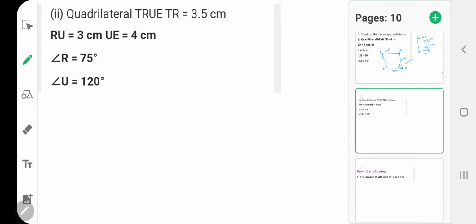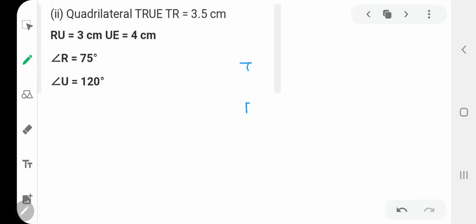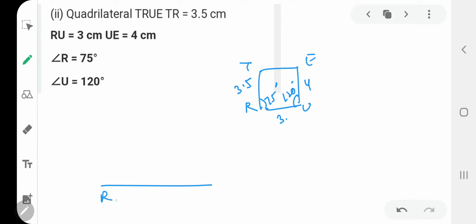In our next problem we have quadrilateral TRUE. Let's draw a rough figure. TR is 3.5, RU is 3, UE is 4. Angle R is 75, angle U is 120. So let's start with a base RU of 3 centimeter.